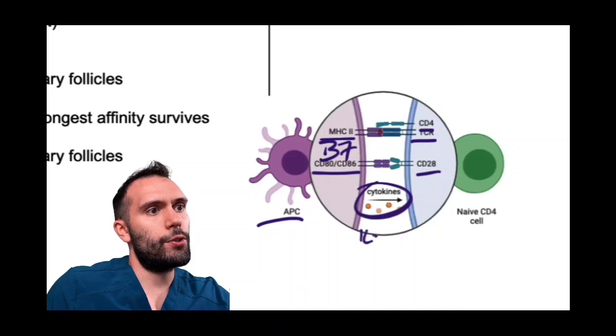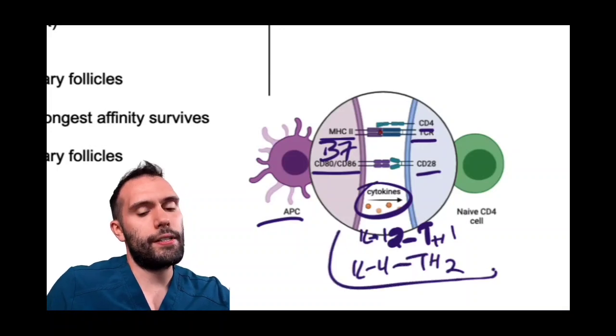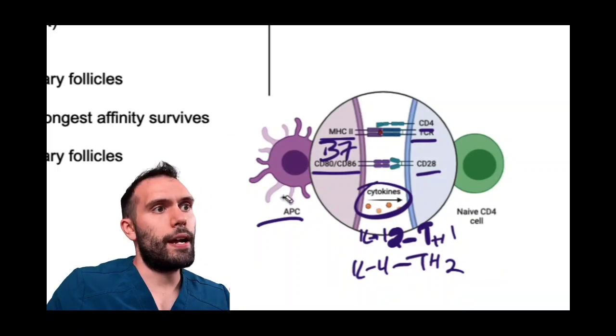If it's interleukin 12, then it would stimulate the T helper 1 response. If it was interleukin 4, this would stimulate the T helper 2 response, right? So this is all the things that we just talked about already. And that's where we're at. So we're activating a T cell.